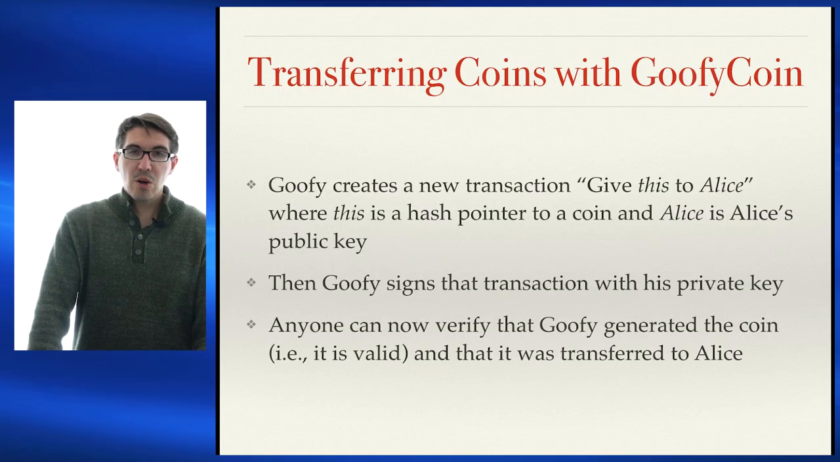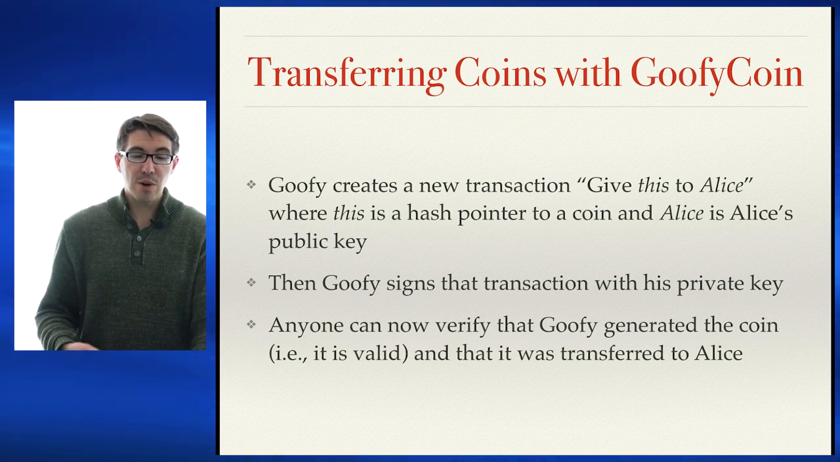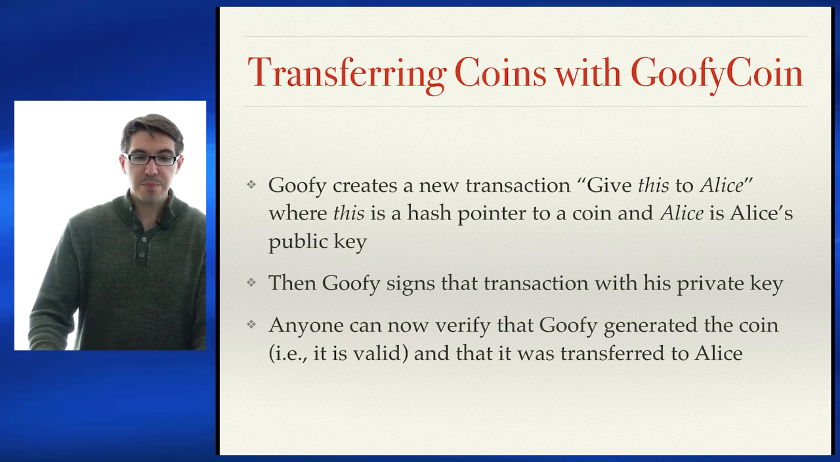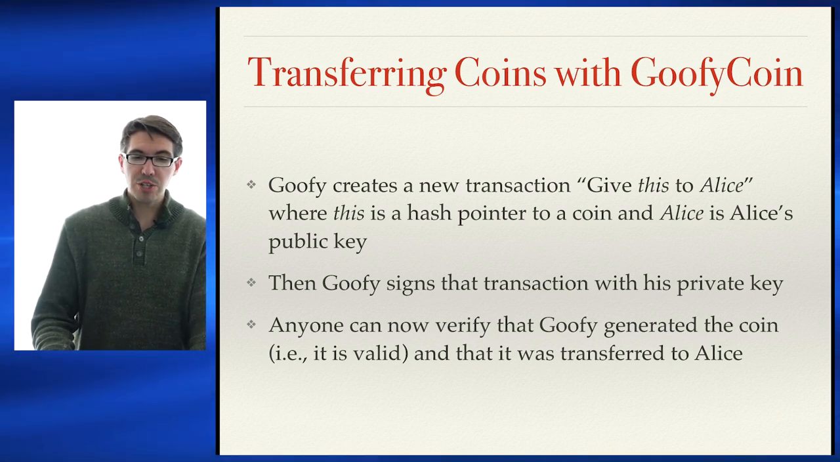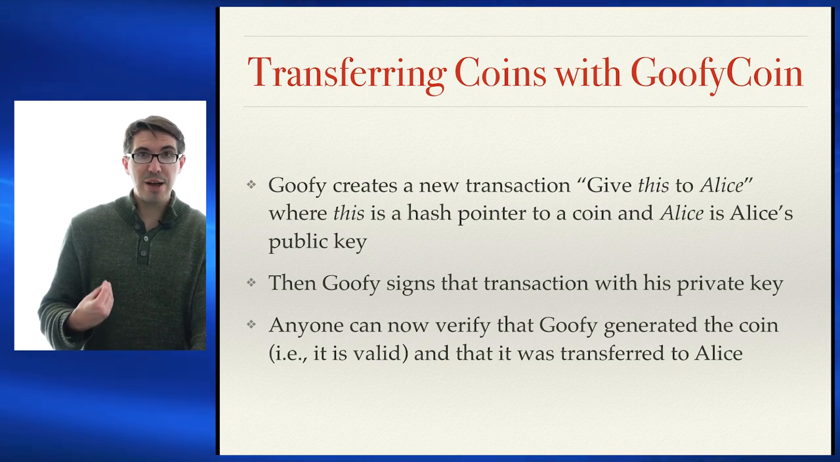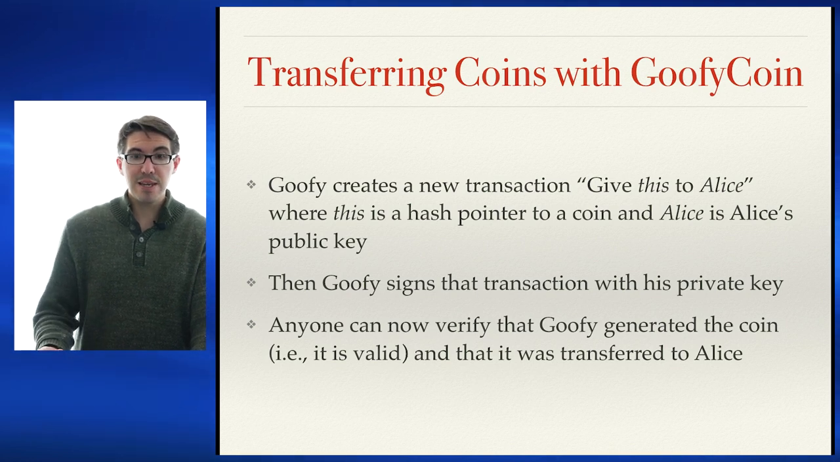Now let's make some transactions. And remember, we already talked about how transactions can be stored in a blockchain. So in this transaction, Goofy has a transaction, give this to Alice, where this is a hash pointer to a coin, and Alice is just Alice's public key. Then Goofy signs the transaction with his private key. So now there is a signature, which can then be put on the blockchain, and anyone can verify that Goofy generated the coin, so it's valid since Goofy generated it and he is allowed to generate coins, and that there was a transfer to Alice, or at least Alice's public key.